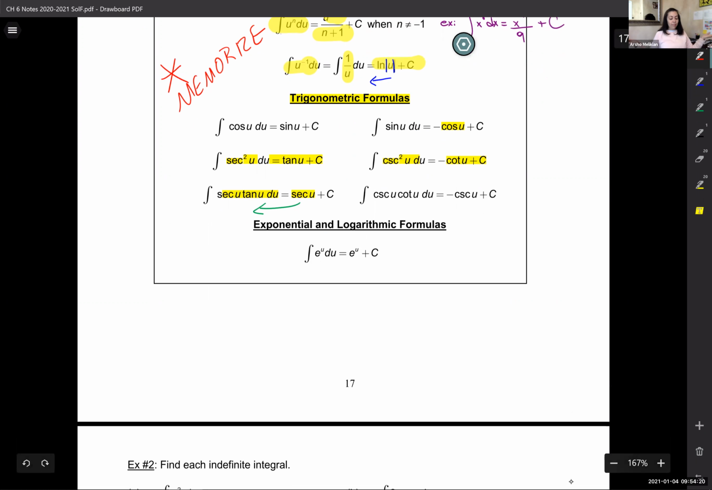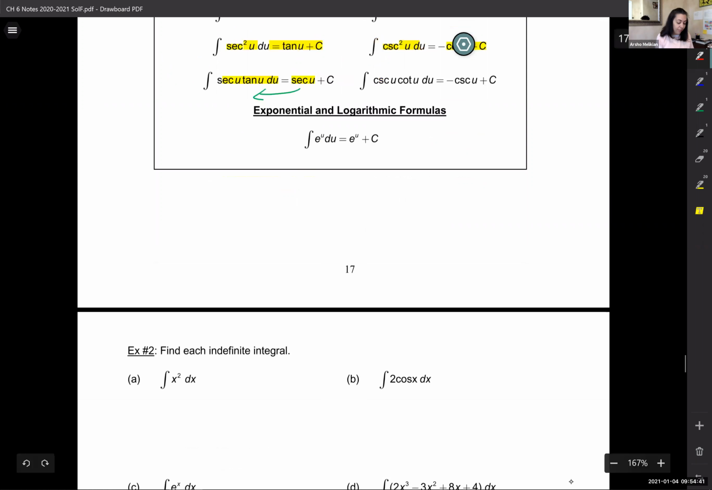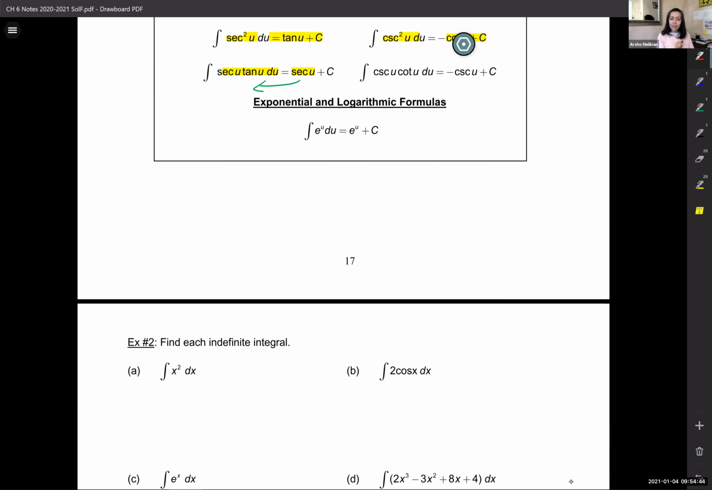All right. Integral of e to the u du is just e to the u plus c. Man, you gotta love those exponential functions. They're just so simple. It's like that one friend that is always unassuming, non-judgmental, they're just what they are. That's e to the x. Not much to read into.